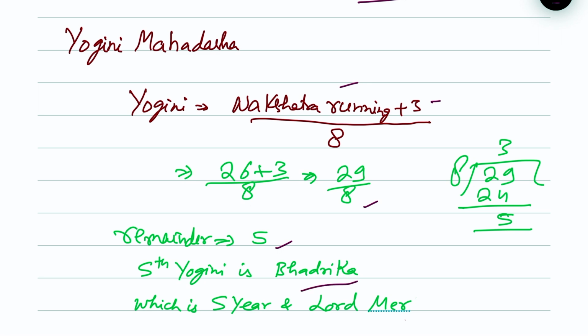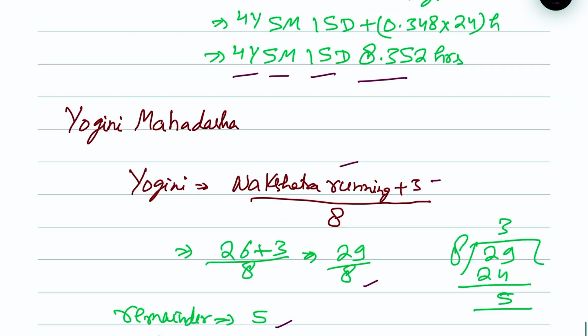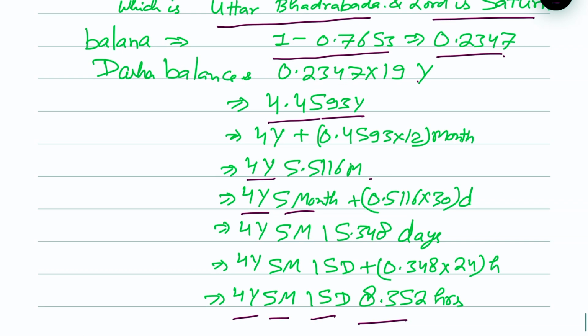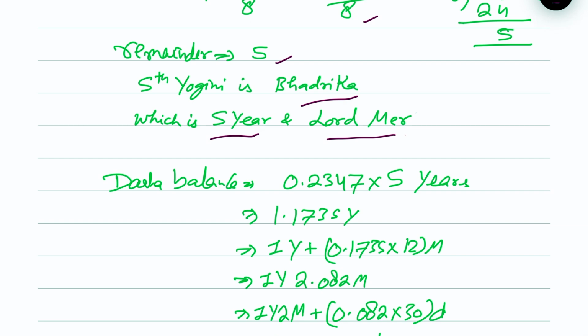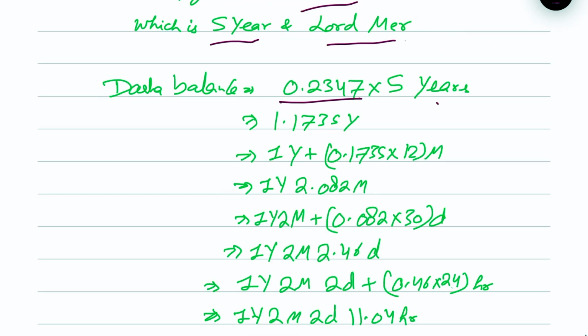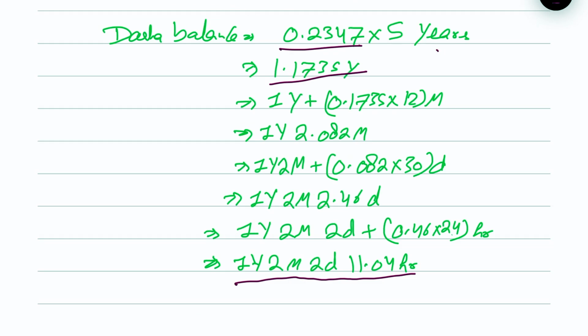So the 5th is Bhadrika, and the duration of Bhadrika is 5 years under the lordship of Mercury. Dasha balance, same way: 1 minus this is 0.347. The 0.347 multiplied by 5 years, this value I have used from here, we are getting this in years. Then we'll convert it into lower units. So the answer by multiplying is 1 year, 2 months, 2 days and 11.04 hours remaining for Bhadrika Mahadasha at the time of birth.